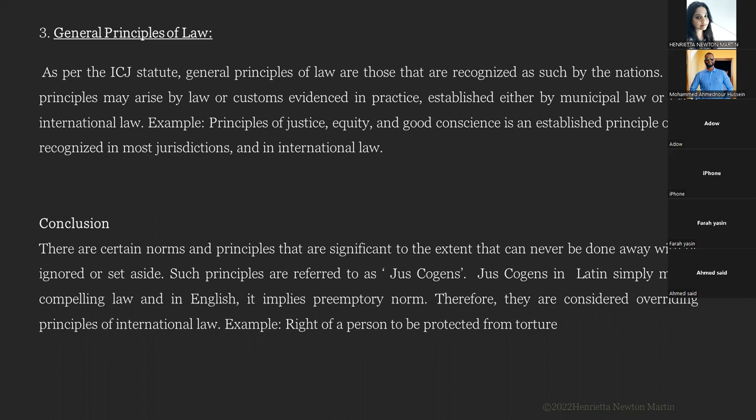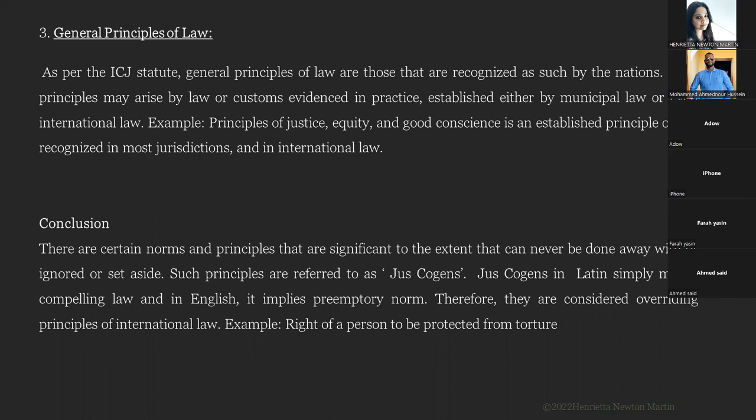A peremptory norm is something that is absolutely essential. It cannot be set aside. It has to be done. Something that has to be followed in international law is called jus cogens. What is an example of that? The right of a person to be protected from torture. It's jus cogens. Are you understanding me? The right of a person to be protected from torture is jus cogens. It is something that has to be followed.